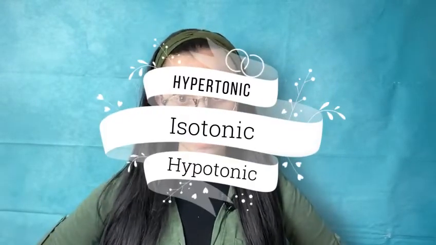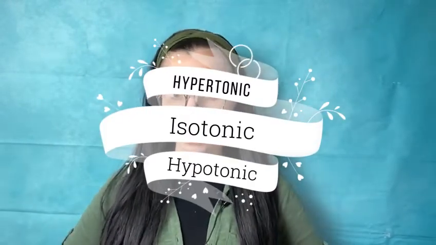Now let's go into crystalloids. So crystalloids, like I said, smaller molecules, they go out quicker. These are generally all the other fluids that you know of. You're going to have your isotonic, hypotonic, and hypertonic.